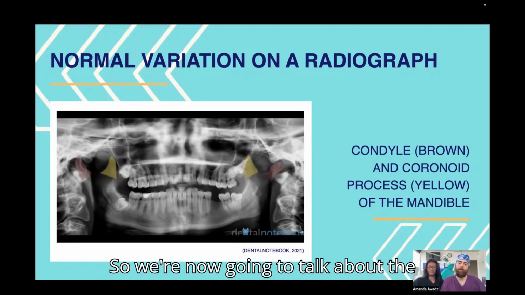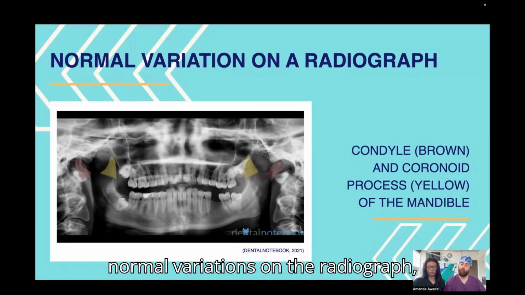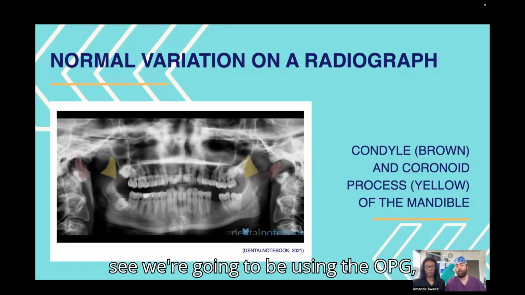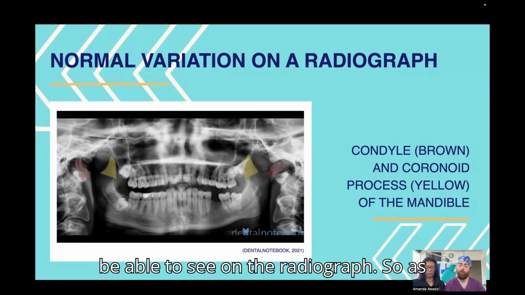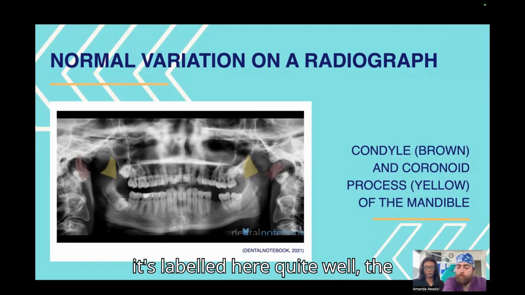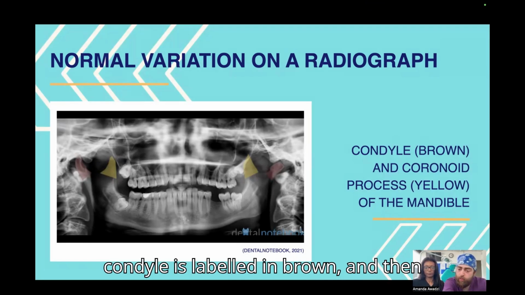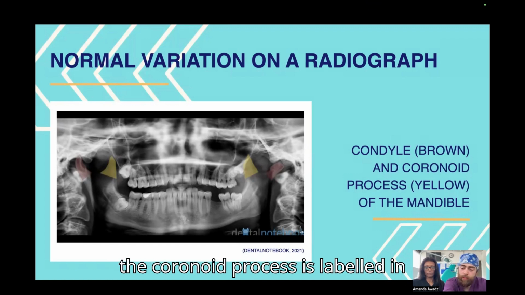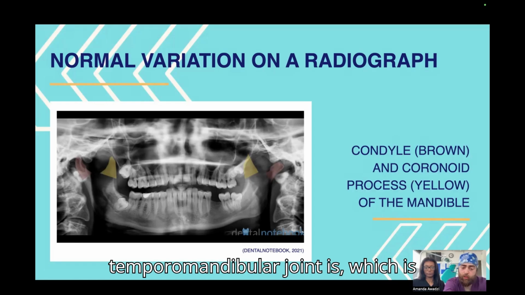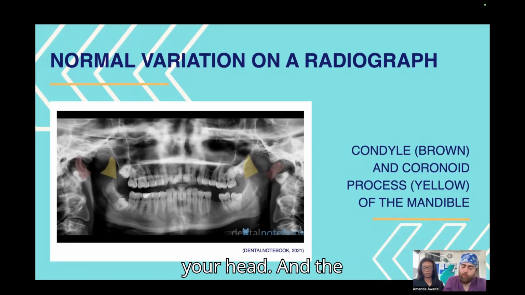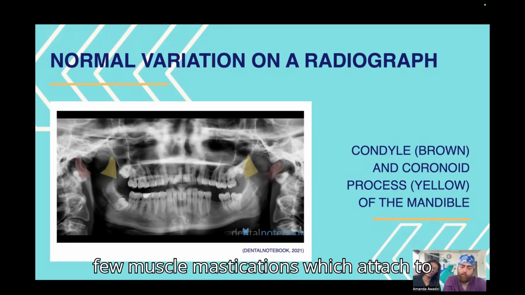So we're now going to talk about the normal variations on the radiograph, which is basically the anatomy. We're going to be using the OPG, which has the most anatomy that you would be able to see on the radiograph. As it's labeled here quite well, the condyle is labeled in brown, and the coronoid process is labeled in yellow. The condyle is where the temporomandibular joint is, which is where the jaw is connected to the rest of your head. And the coronoid process is where quite a few muscles of mastication attach.